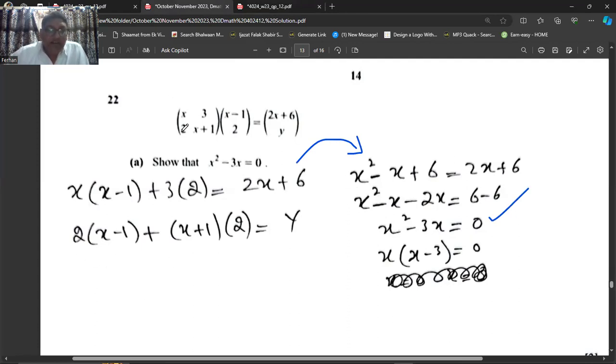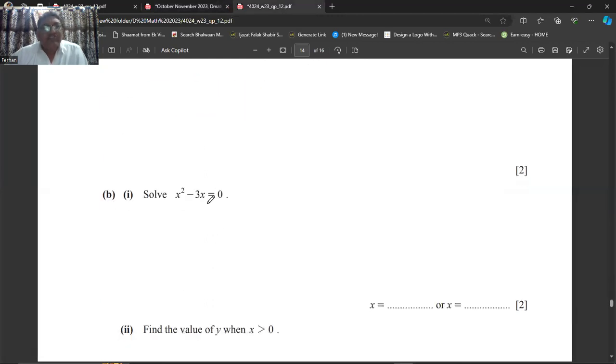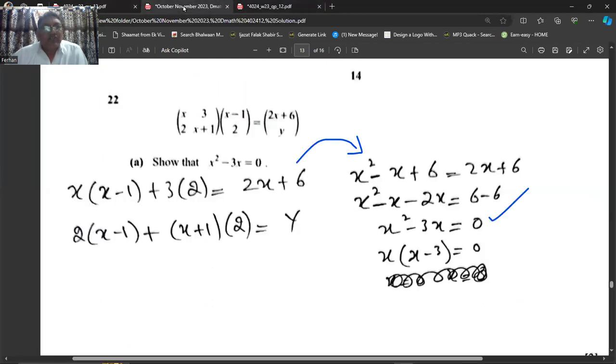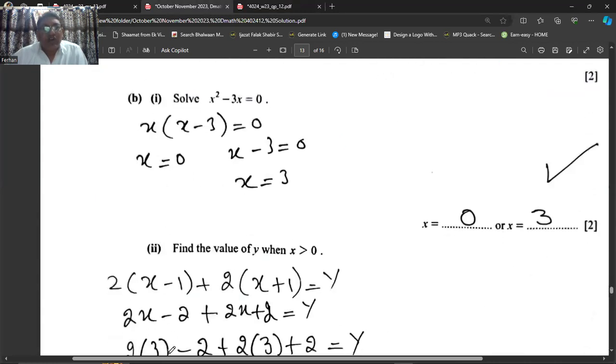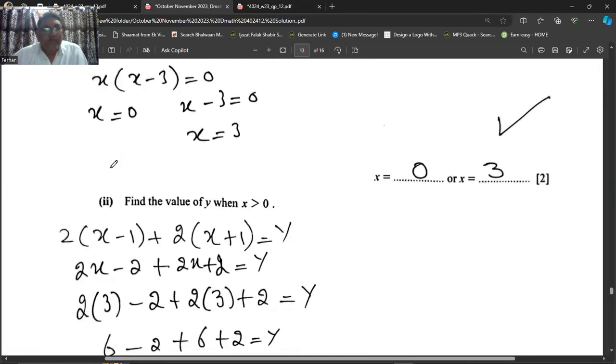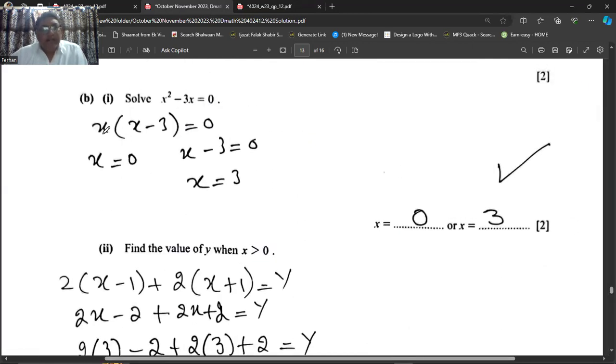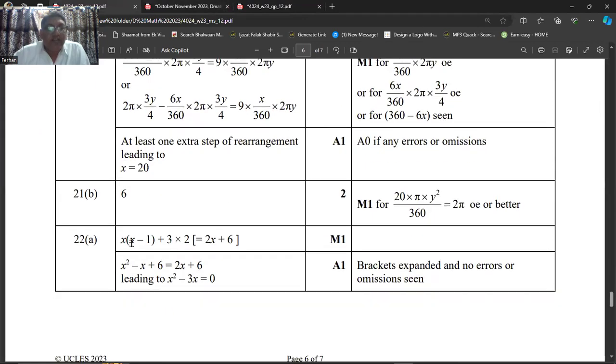Where am I getting this from? I multiply this with this. That will be used in the next part. Then it says solve this. So we will solve x square minus 3x is equal to 0. Very simple. These two things are multiplying and their answer is 0. So either the first one is 0 or the second one is 0. So I will make them 0. So x is equal to 0, or x minus 3 equals 0, so x will be equal to 3. So the values of x are 0 and 3. This is question number 22, A part.